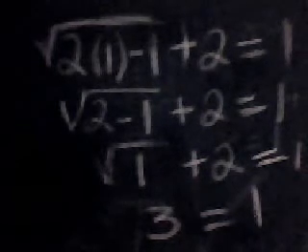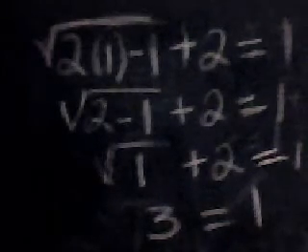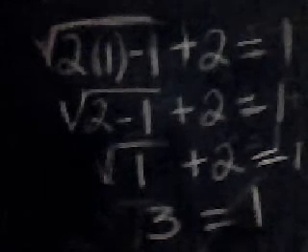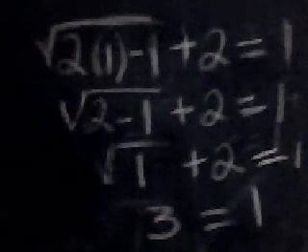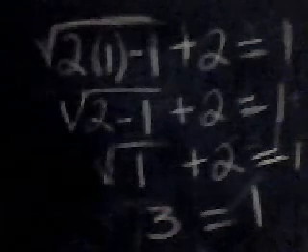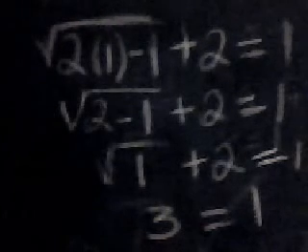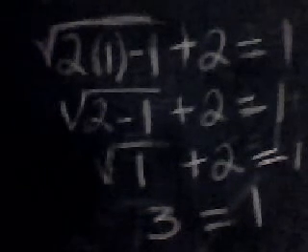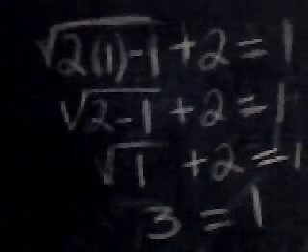After plugging in our x value and performing the math, we are left with 3 equals 1. You can follow the steps here to see where I got 3 equals 1, which is an extraneous solution. Therefore, the value of x cannot be 1 because 3 cannot equal 1.